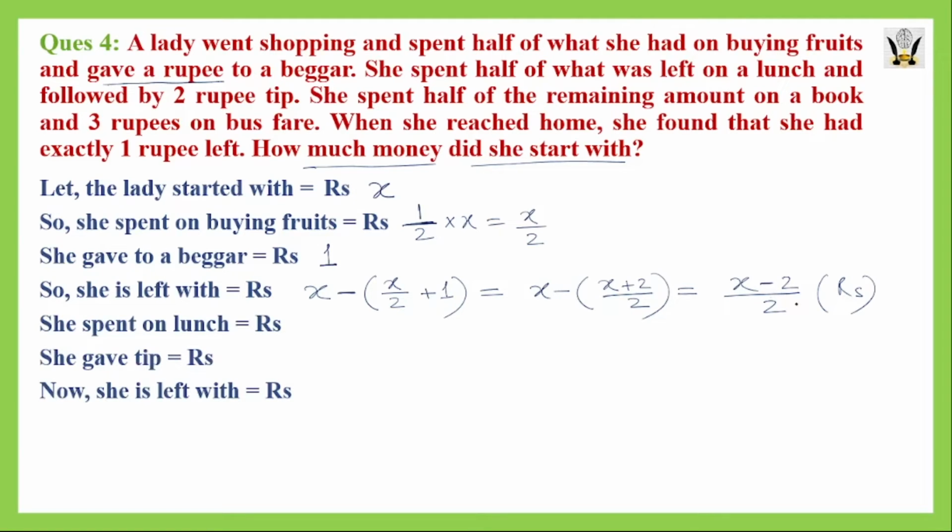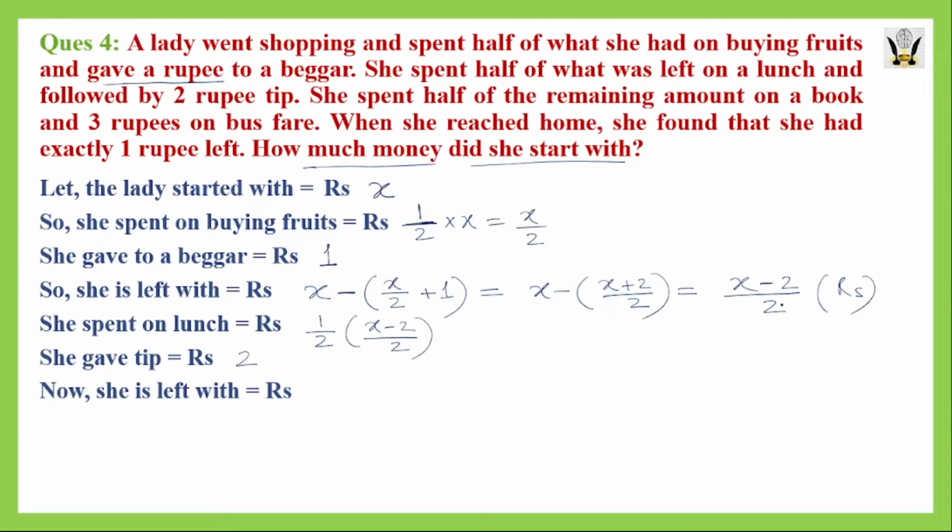And as per the problem statement, she spent half of what she was left on her lunch. So on her lunch, how much did she spend? Half of what she was left with. So x minus 2 divided by 2, this was the amount she was left with, and after that she gave 2 rupee tip, so 2. Now how much amount will she be left with?